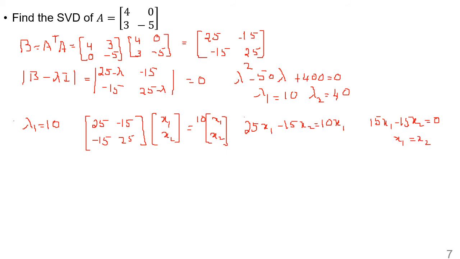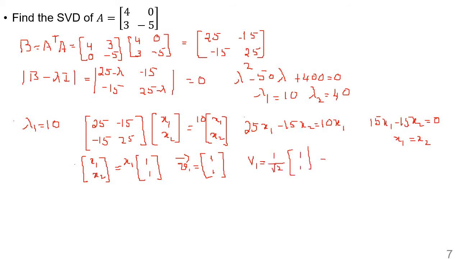So the eigenvector corresponding to this, we can find out x1, x2 is equal to x1 times 1, 1. So therefore, we have v1 is equal to 1, 1. When we convert this into a unit vector, it is 1 divided by root 2 times 1, 1. That gives us 1 by root 2, 1 by root 2. This is our v1.